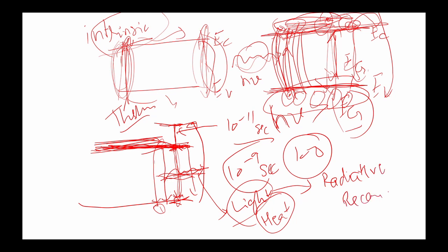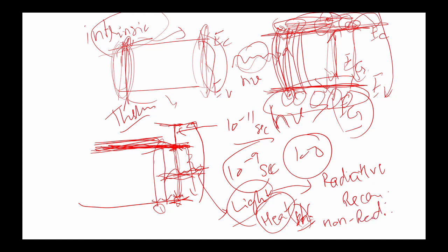And if it is coming from the traps, or it is giving away energy as heat or as phonons, this we call phonon energy. It is not radiating any light, so we call it non-radiative recombination.